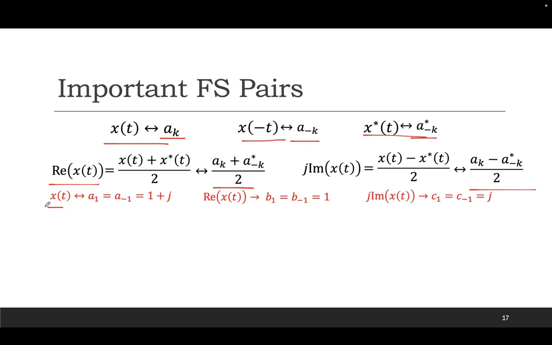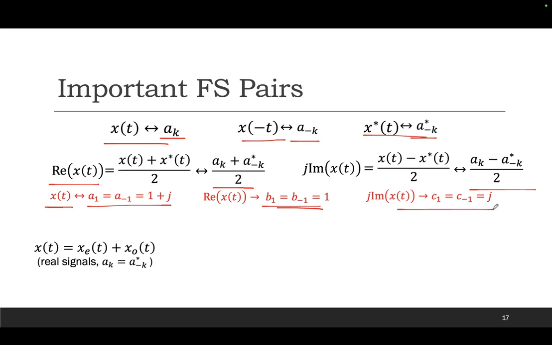I think this is just one example. If your signal's FS is just this one, for the real part you can get a 1, and for the imaginary part it will be a g. And for real signals, we know any real signal can be formed from the even part and odd part.